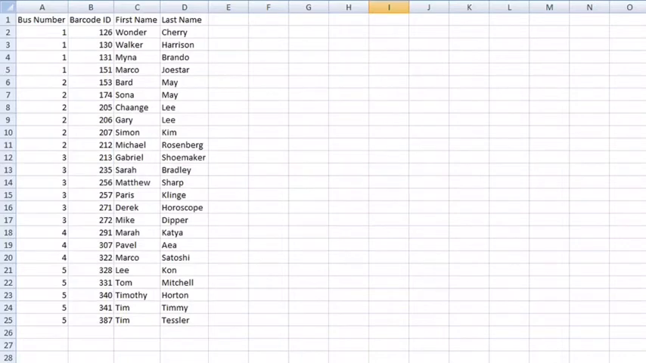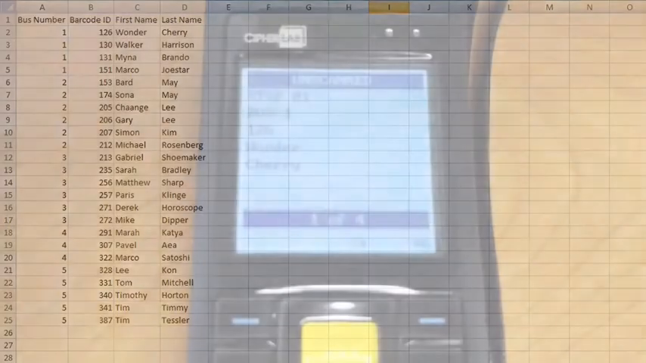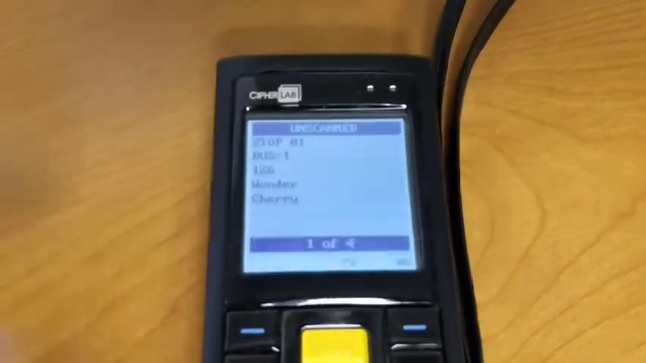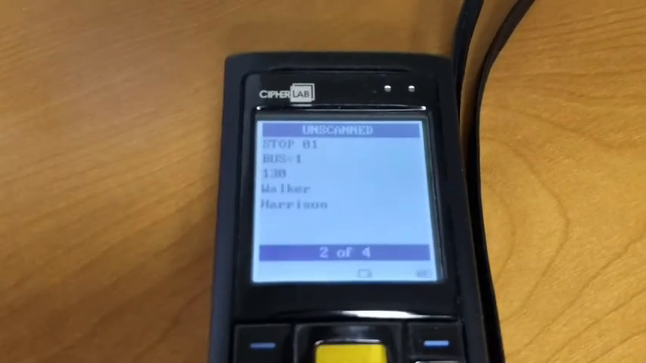So as you can see here, this is a sample spreadsheet of some students, their bus numbers, and their barcode ID numbers. This is uploaded into this barcode reader so that it has information of the students in its memory.